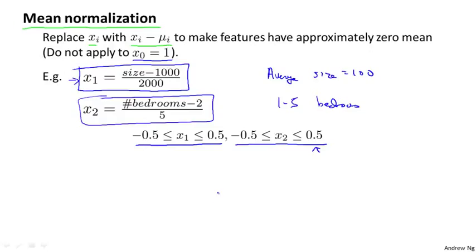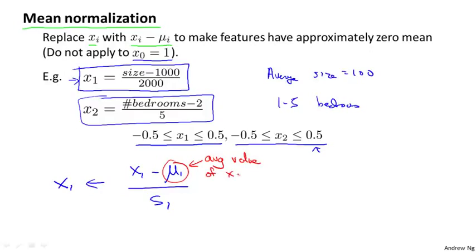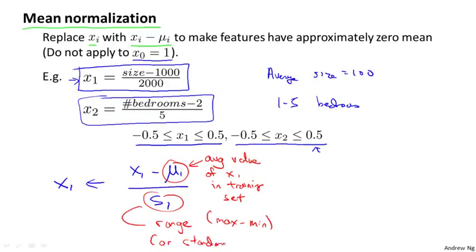And the more general rule is that you might take a feature x1 and replace it with x1 minus mu1 over s1, where mu1 is the average value of x1 in the training set, and s1 is the range of values of that feature. And by range, I mean the maximum value minus the minimum value. Or for those of you that know what the standard deviation of a variable is, setting s1 to be the standard deviation of the variable would be fine too. But taking this max minus min would be fine.